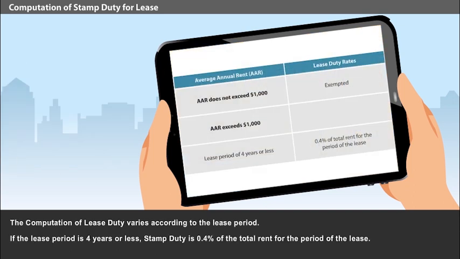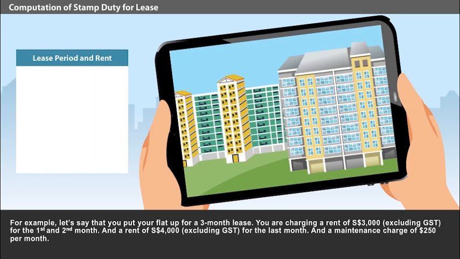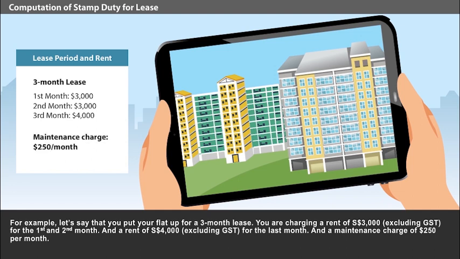The computation of lease duty varies according to the lease period. If the lease period is 4 years or less, stamp duty is 0.4% of the total rent for the period of the lease. For example, let's say that you put your flat up for a 3-month lease. You are charging a rent of $3,000, excluding GST, for the first and second month, and a rent of $4,000, excluding GST, for the last month, and a maintenance charge of $250 per month.